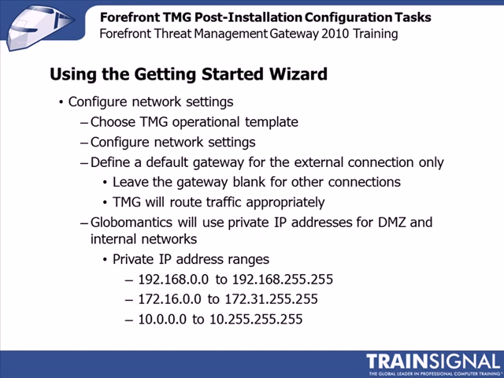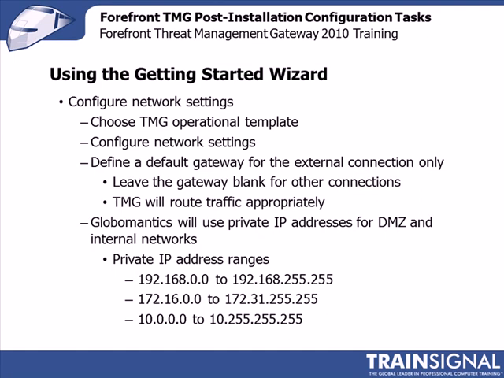The private IP address ranges are as follows: 192.168.0.0 through 192.168.255.255, and you can see that there's also corresponding 172.16 and 10.0 networks that are available for your use.